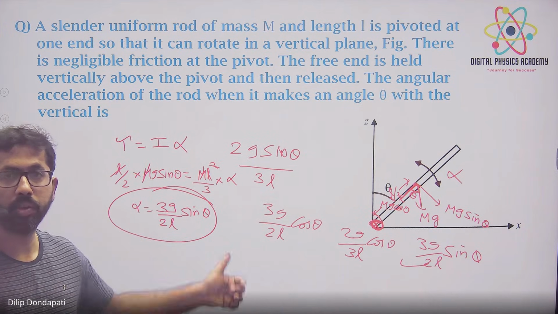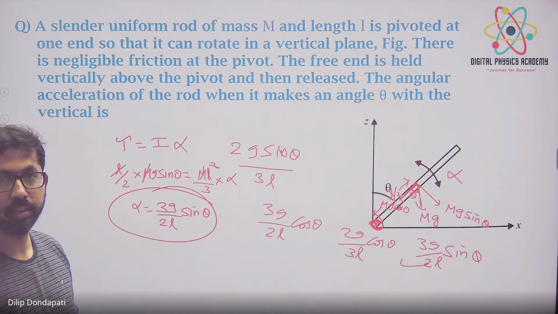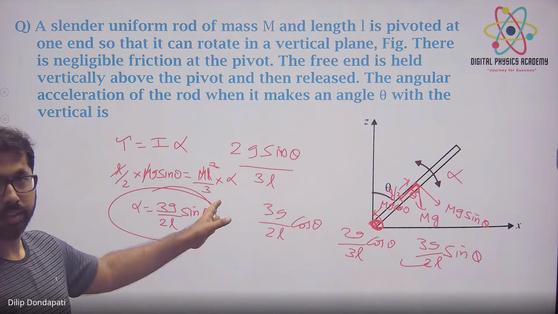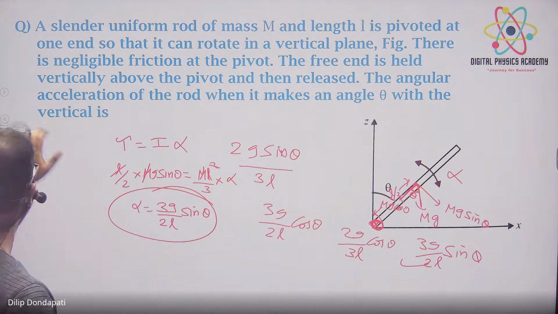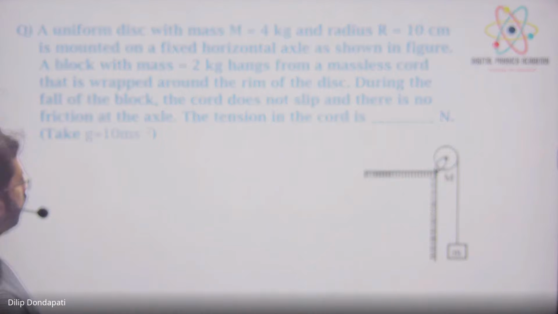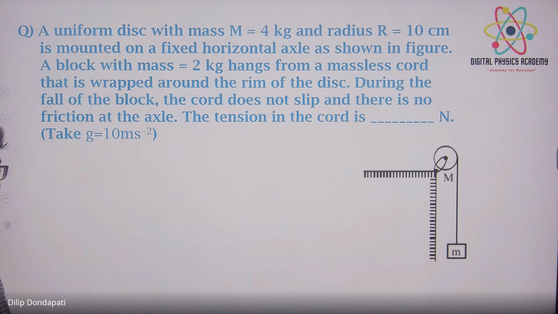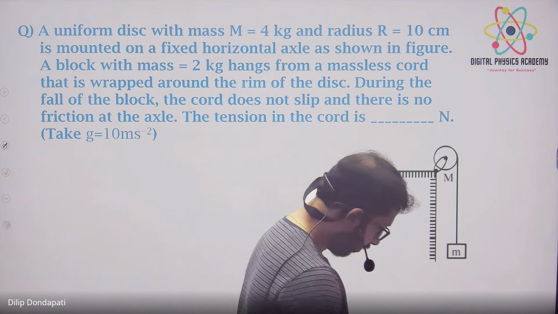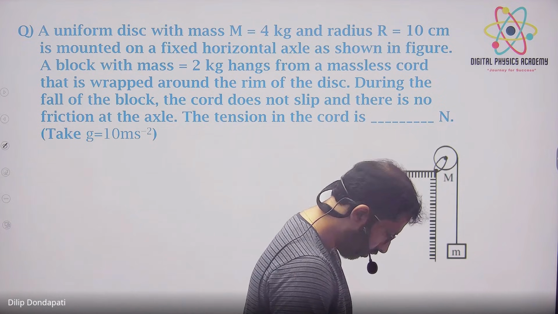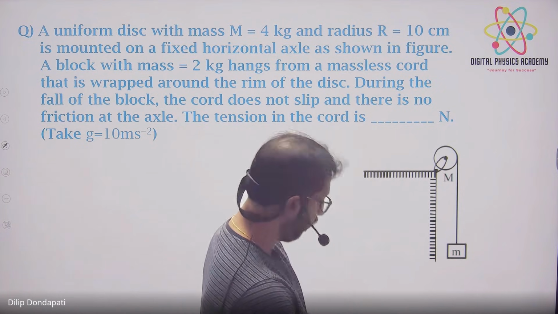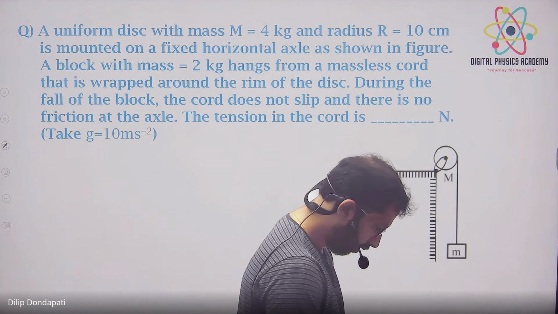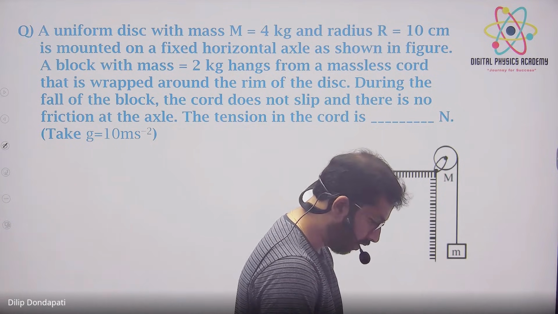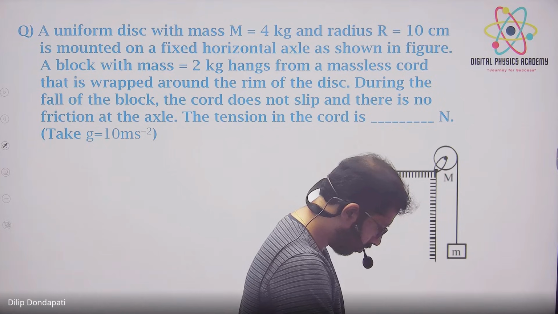Just apply tau is equal to I alpha, that's it. This one is numerical based, so there are no options.